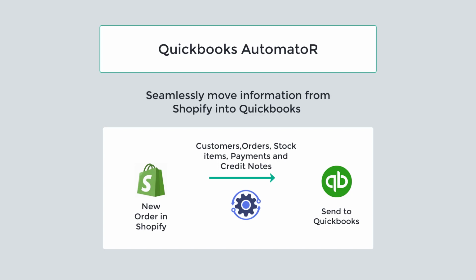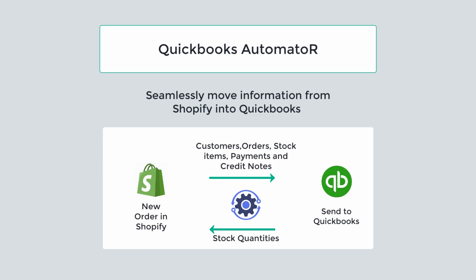We are going to see how AutomatoR can send the details of customers, orders, stock items, payments and credit notes to QuickBooks automatically as soon as it happens, in order to save you time and money. You only need to do the setup once in AutomatoR, and then it will be automatic for all future orders. In the newest update, AutomatoR can now also update stock quantities back to Shopify on demand.